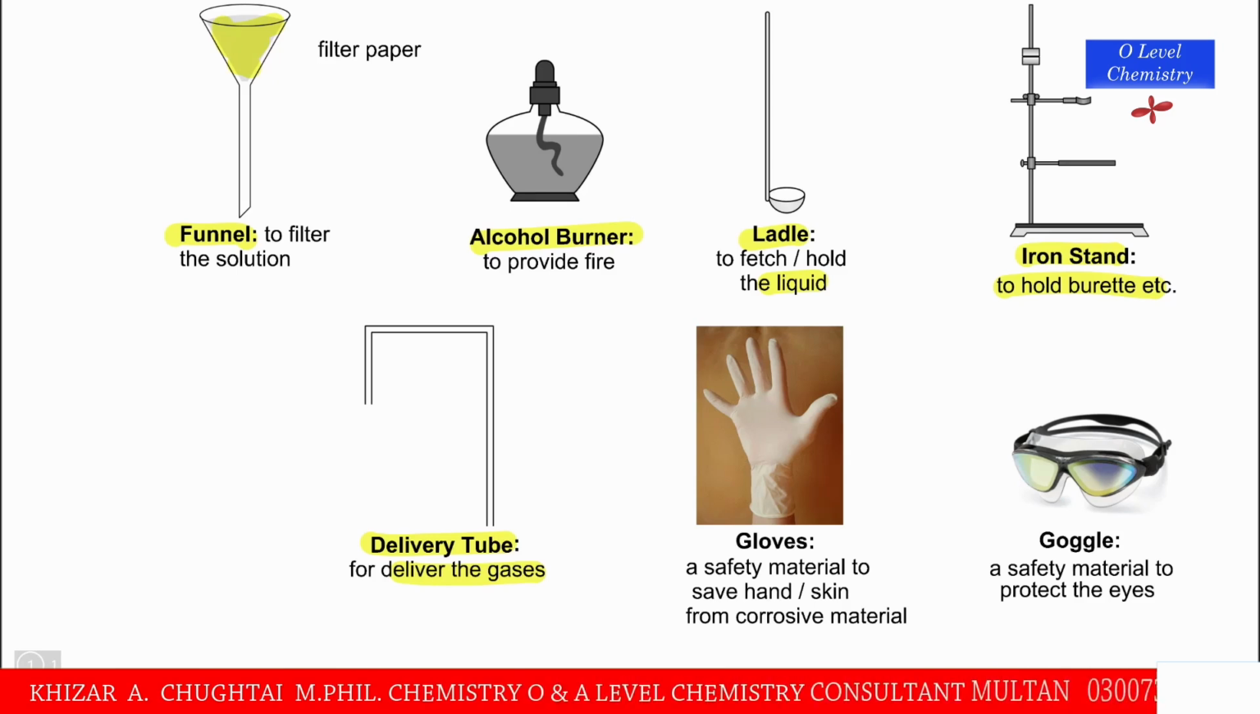These are the safety material gloves to save your hand skin from the corrosive material. And at the last, goggles, a safety material to protect your eyes.